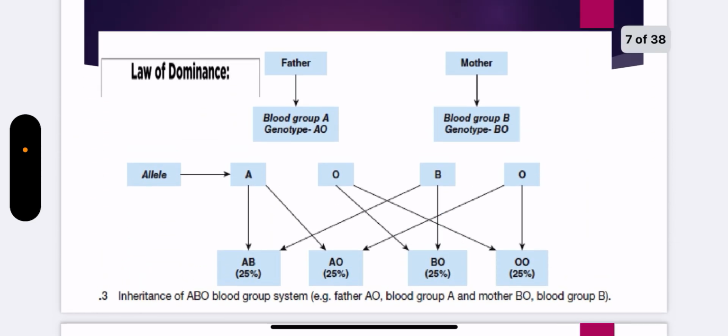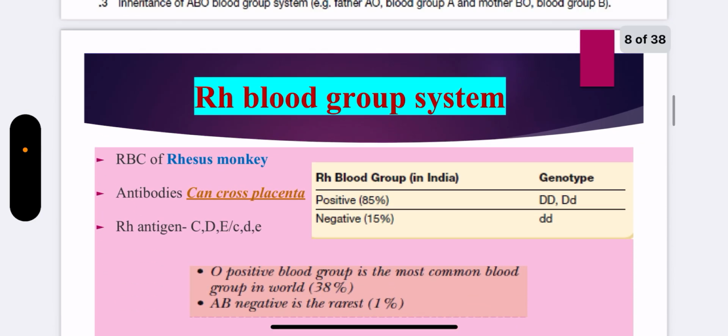Now about the inheritance pattern. The ABO blood group system pattern of inheritance is Mendelian dominant. As you can see here, if a father is having A blood group and mother is having B blood group with a particular genotype that is mentioned over here, there is 25% probability of inheritance of each of the blood group system.